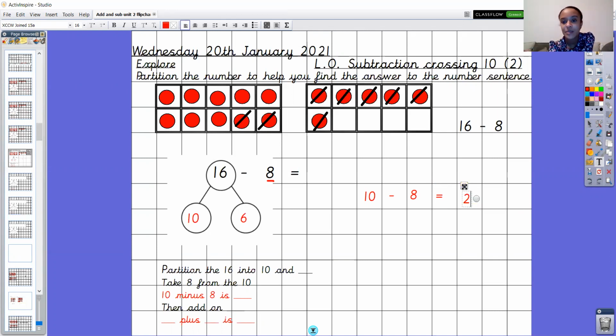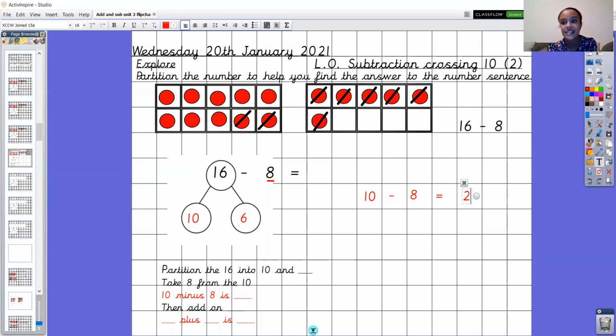Remember we said we could do a double check by getting our 10 fingers and taking away 8. 1, 2, 3, 4, 5, 6, 7, 8, and we're left with 2. Okay, so that's how we use our number bond. So we've done partition the 16 into 10 and 6, take 8 from the 10, 10 minus 8 is 2, just work that out, and then we add on.